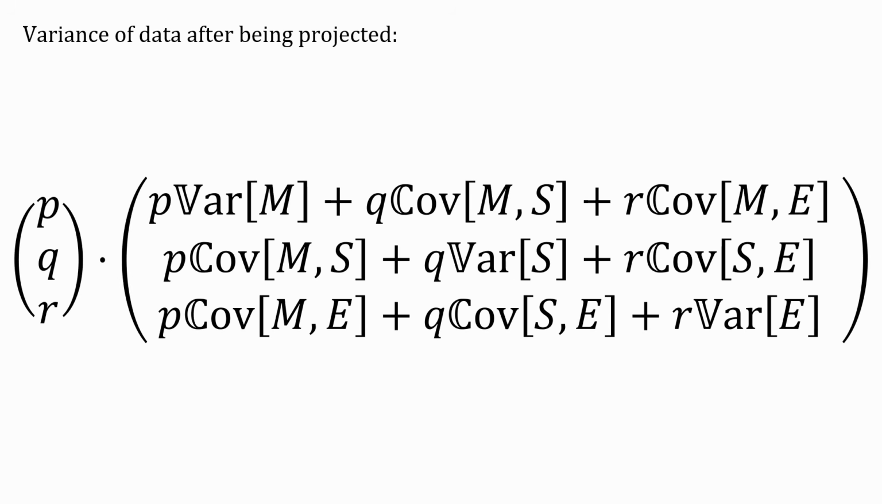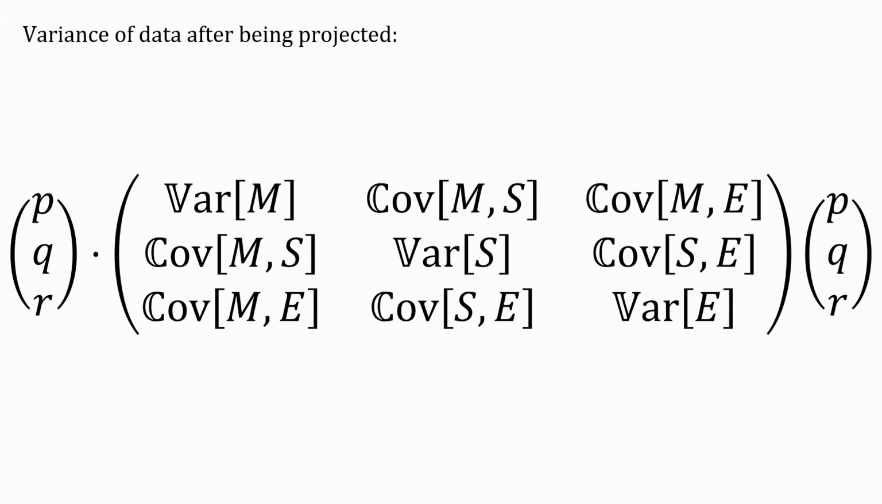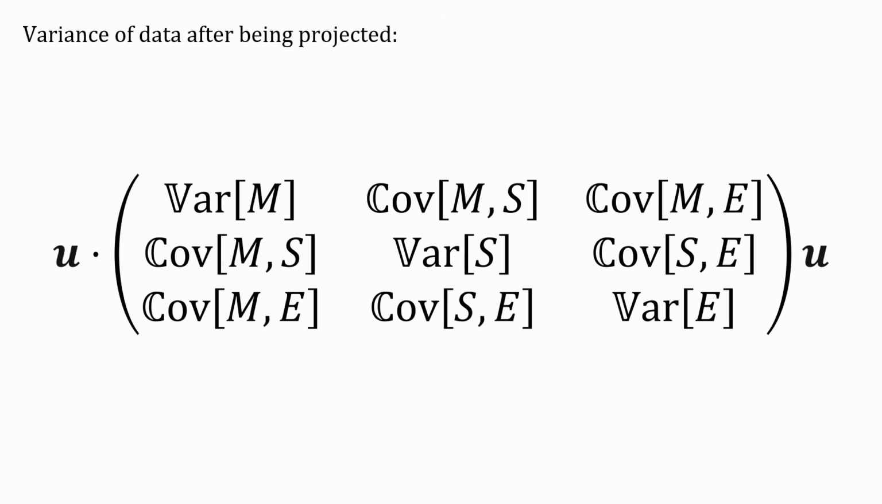You might also notice this nice repetition of p, q and r. And those of you familiar with matrix multiplication might notice that we can write this as a matrix multiplied by a vector. Then also notice that this vector pqr is the direction vector u we defined earlier. The matrix in the middle contains no p's or q's or r's. It's entirely independent of the axis that we're choosing to project along. It depends only on the data itself.